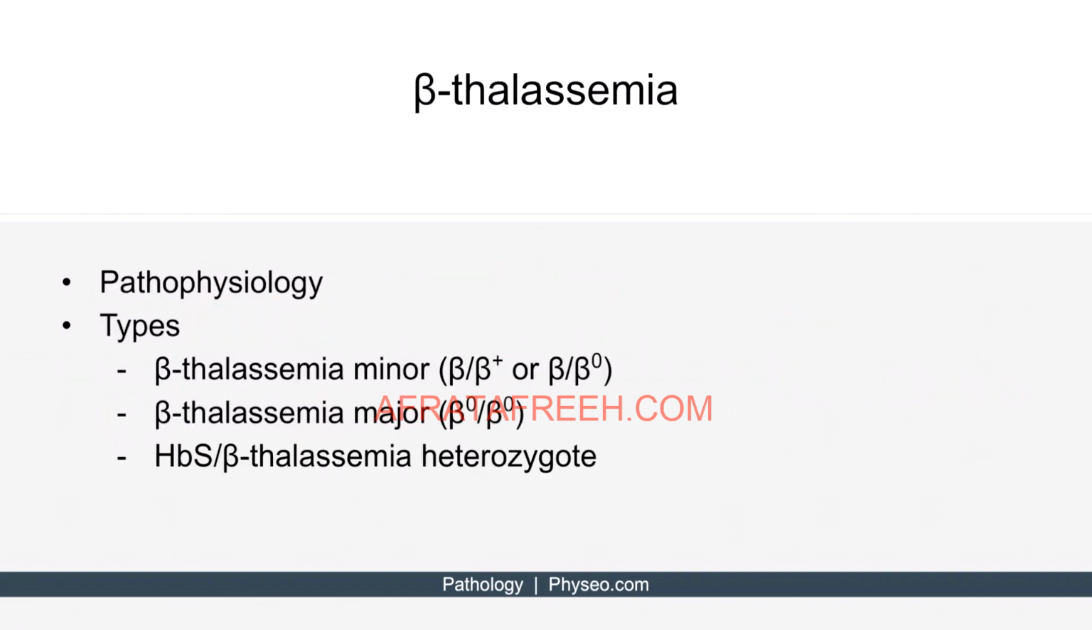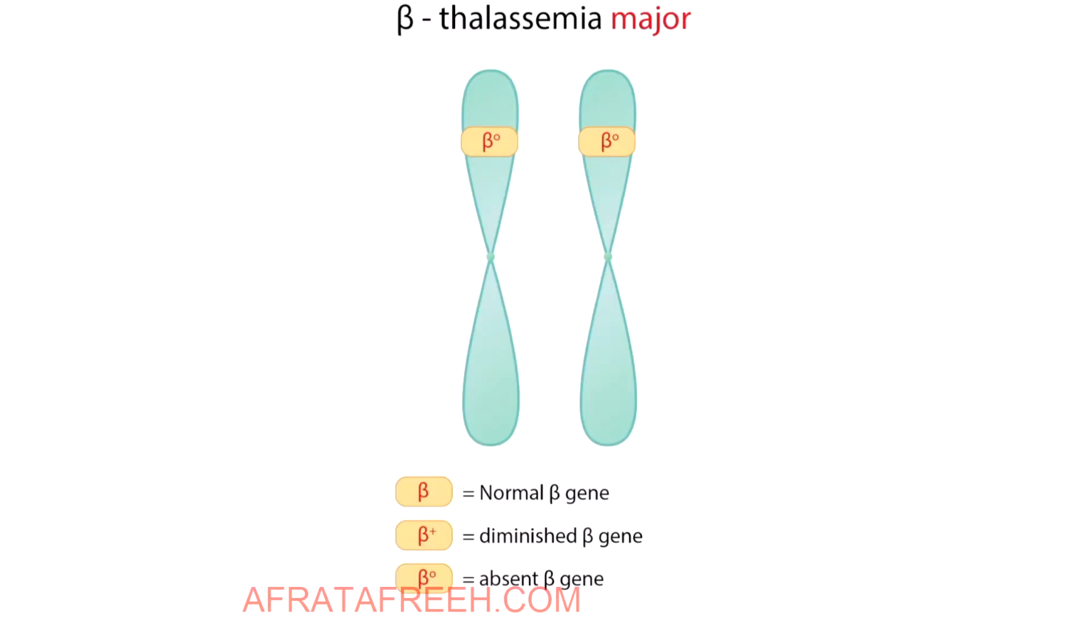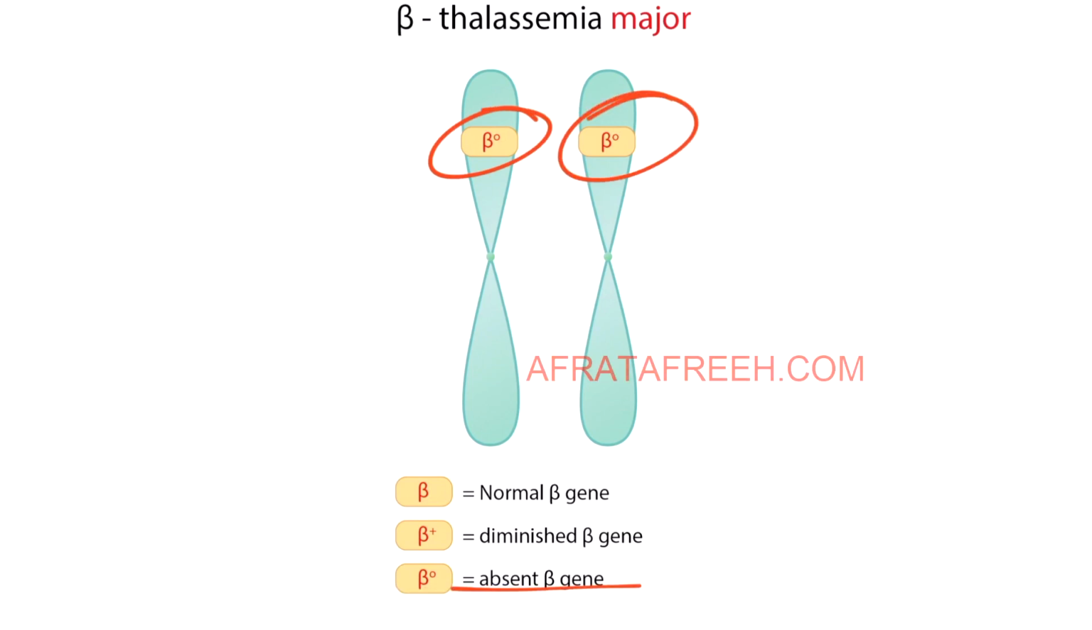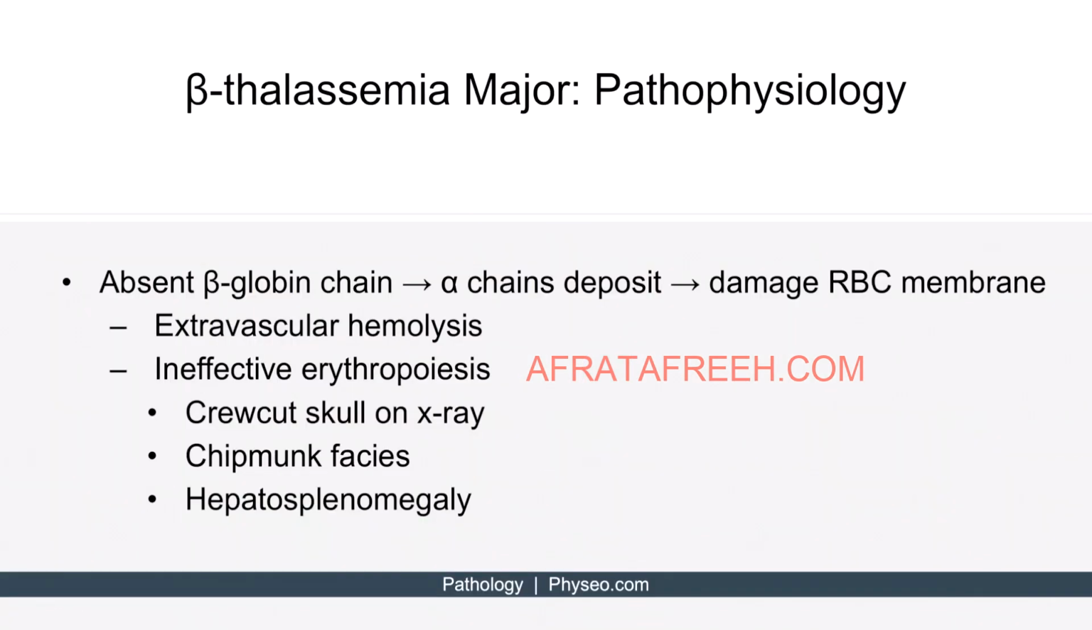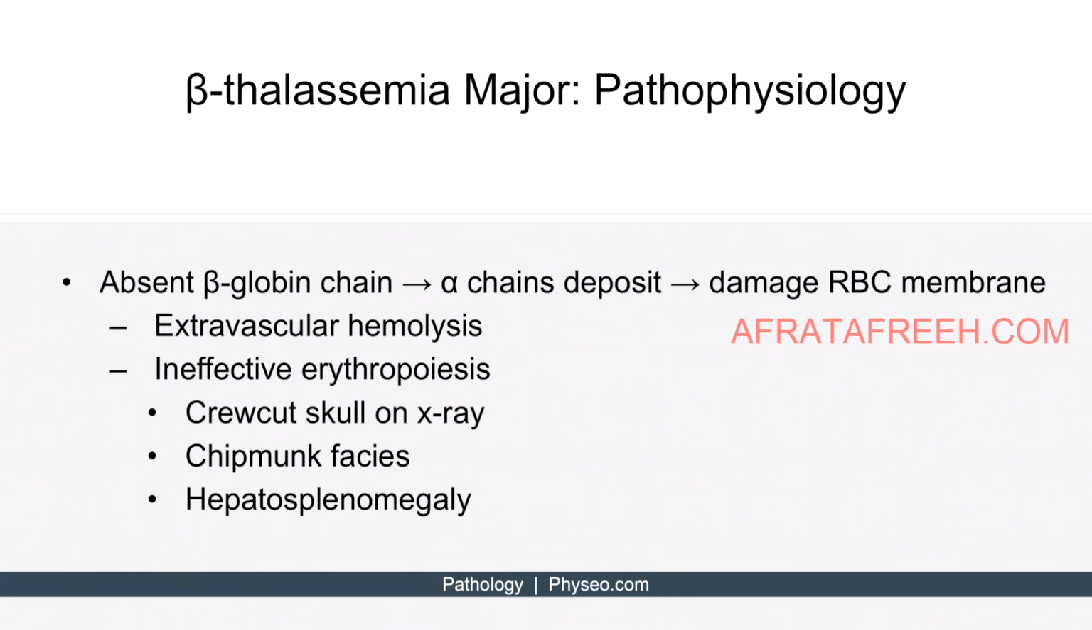Okay, now let's move on to beta thalassemia major. In beta thalassemia major, both beta genes are absent, as we can see right here. This leads to a complete absence of the beta globin chain. So as the slide states, in beta thalassemia major, all beta globin chains are absent.